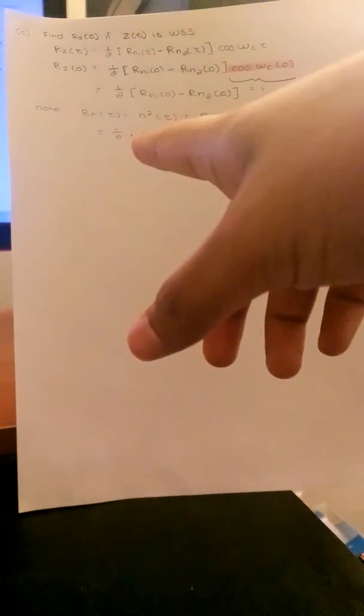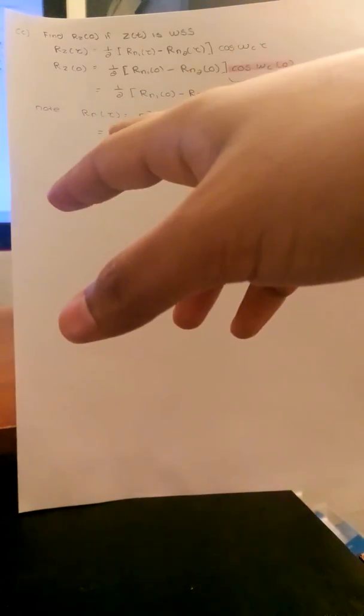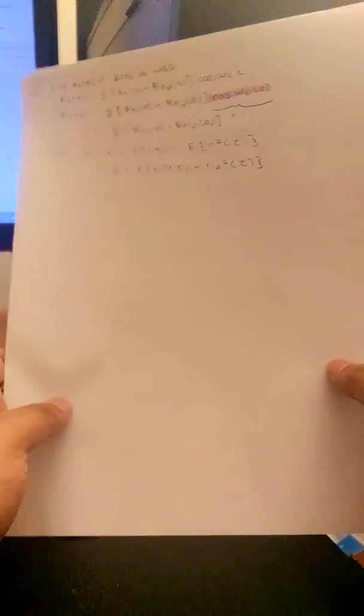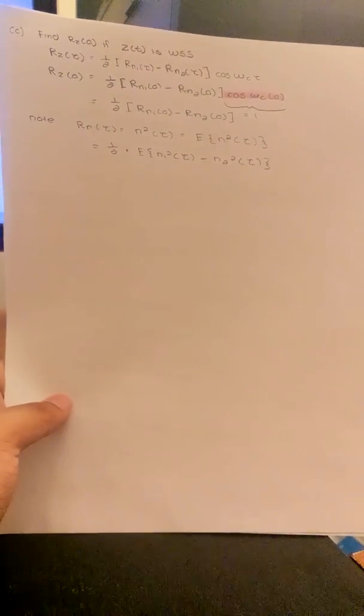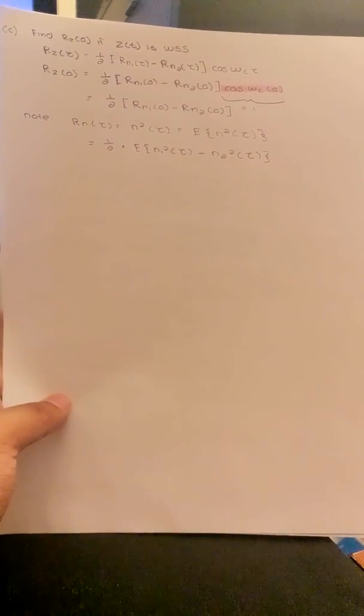We also need to know that Rn(τ) is the same thing as the expected value of n squared(t). So now we can make our substitution, and Rz(0) would equal 1/2 times the expected value of n1 squared minus n2 squared.